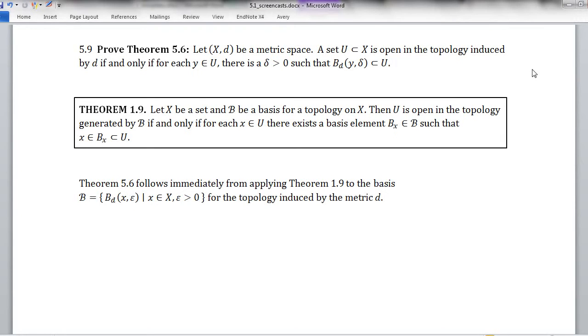Exercise 5.9. Prove theorem 5.6. Let (X, D) be a metric space. A set U in X is open in the topology induced by the metric D if and only if, for every point Y in U, there is some delta greater than 0 such that the ball about Y of radius delta with respect to the metric D is contained in this set U. Alright, so this is sort of a local criterion for being open in a metric topology.